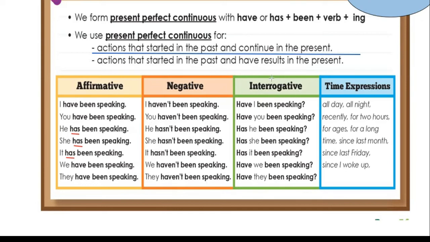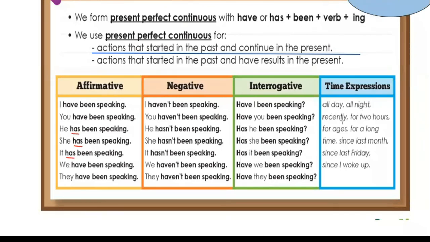And then the interrogative. We start with have or has. The second word must be the subject, the person we're talking about, I, you, they, the girl, the woman. And then been, and finally, the verb with ing. Some examples are, have you been speaking? Has it been speaking? Have they been speaking? Okay.